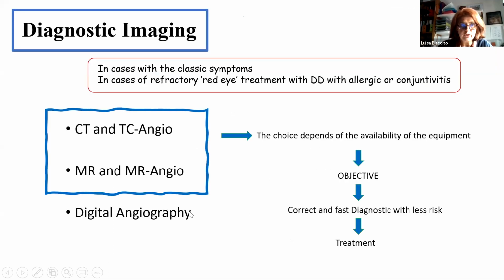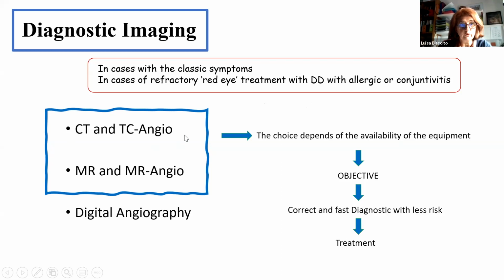Diagnostic imaging, when should we do it? Of course, in cases with classical symptoms, we are going to study and do imaging to see if it's really a dural fistula, but also in the refractory red eye. This is very important because these patients sometimes go from one ophthalmologist to another ophthalmologist with symptoms that look like allergy or conjunctivitis, and finally it's a dural fistula, so we have to be aware of this.